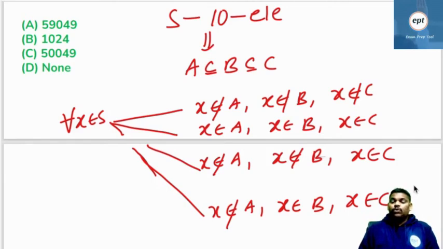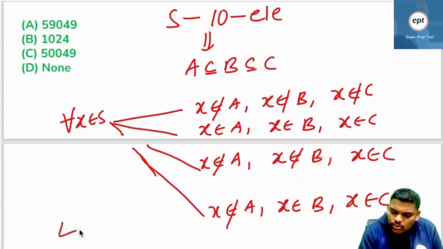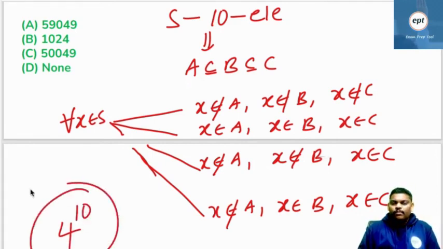X belongs to none of the three, X belongs to only C, X belongs to only B and C, or X belongs to all three. If you observe clearly, every element has 4 choices, so 4 power 10.